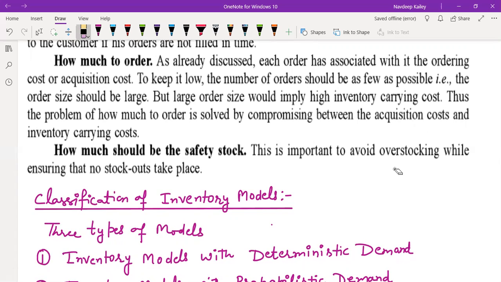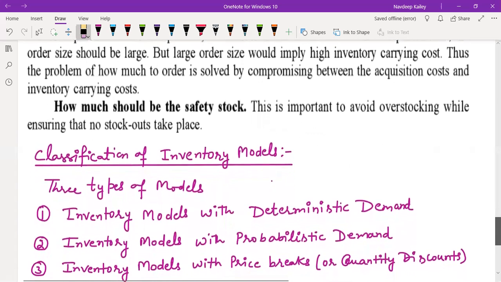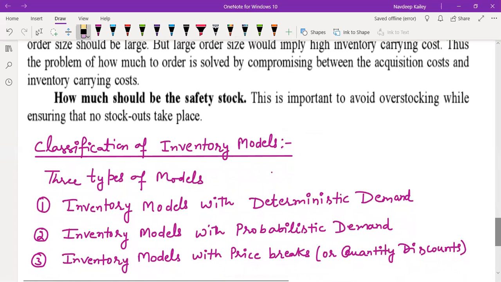Now we will discuss how many types of inventory models there are. There are basically three types of models. The first one is inventory models with deterministic demand, the second is inventory models with probabilistic demand, and the third is inventory models with price break. In the next lecture we will discuss these three types of models one by one. First we will discuss inventory models with deterministic demand, then inventory models with probabilistic demand, and then inventory models with price breaks.